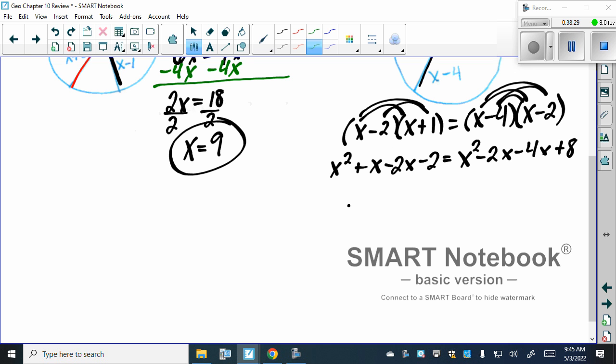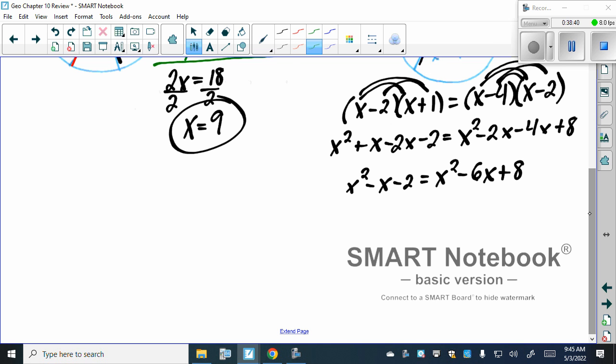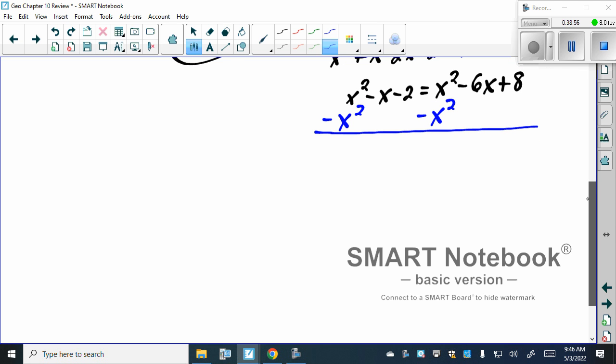Now, if we can combine some of this, we would have x squared minus x minus 2 is equal to x squared minus 6x plus 8. Because the only like terms we can combine are our terms with just x, because they're the only ones that have something in common. Now, the first thing we can do here is subtract x squared from both sides. And this is kind of nice for us because both of these cancel out, telling us negative x minus 2 is equal to negative 6x plus 8.